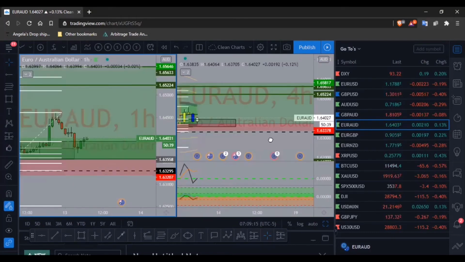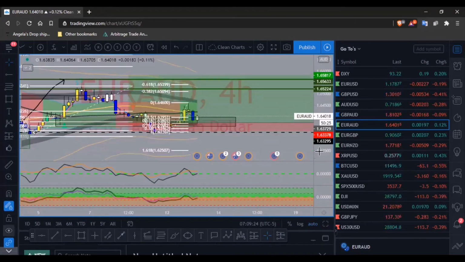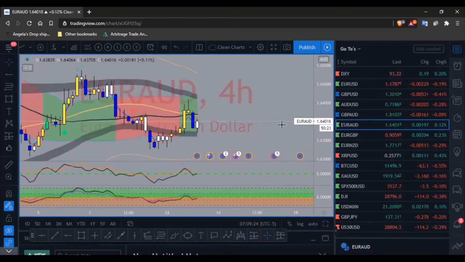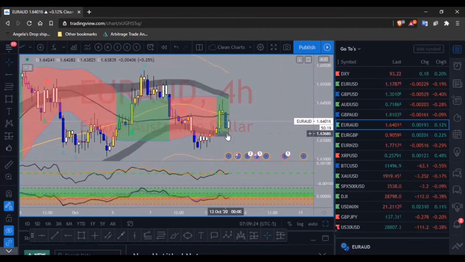Let's go ahead and go over here real quick. Look at the arbitrage indicator. Show me what it's looking like. Get rid of all that. Rejected off of the lower danger zone. That's what I like to see.